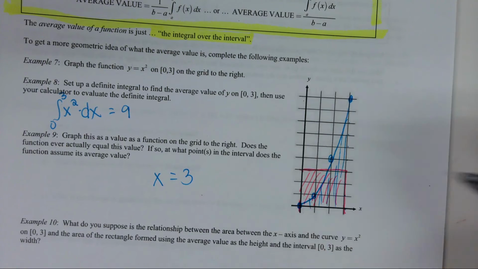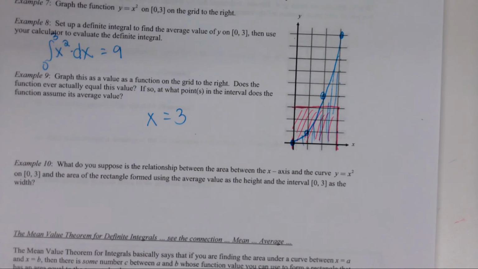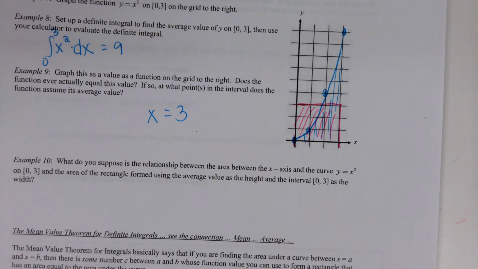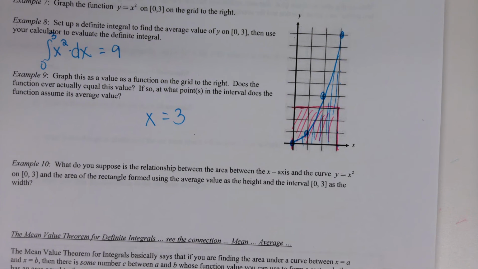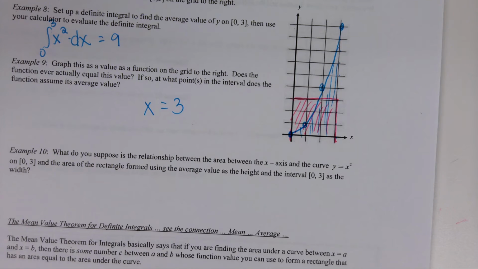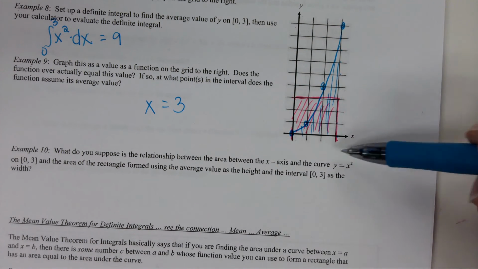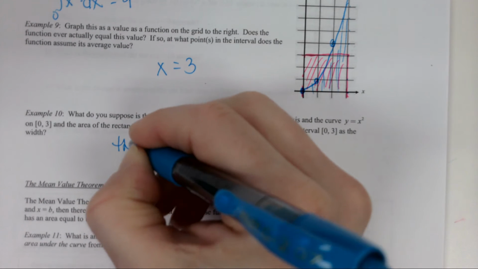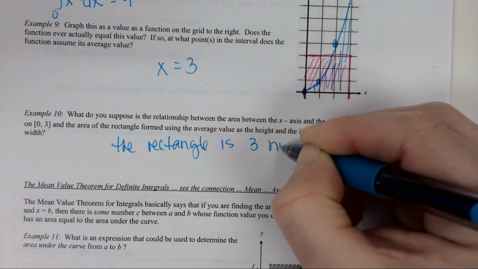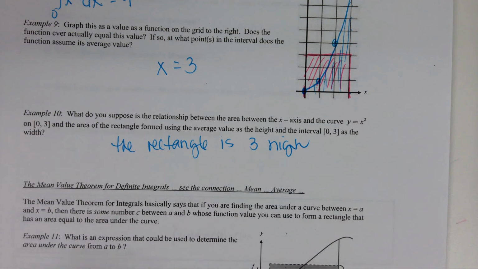So that pink rectangle and that integral from 0 to 3 of x squared, okay, what do you notice? Isn't it 3 high? The fact that it's 3 high, okay, that's the average value. That's the same thing. It's the height of the rectangle. Okay.